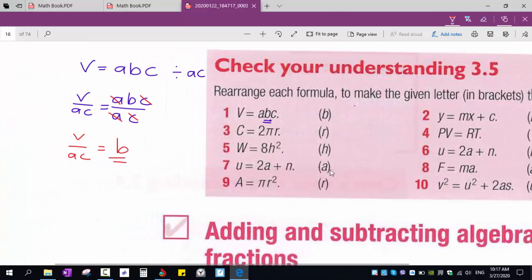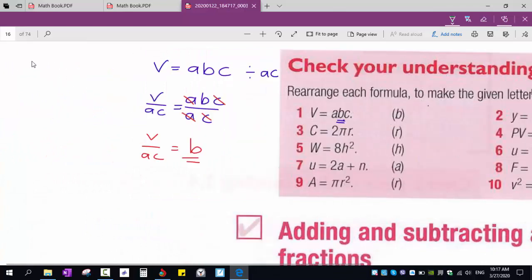Question 3. C is 2 pi r. Circumference is 2 pi r. We need to make the r the subject. Well, to make the r the subject, simply we just divide the c by 2 pi. C over 2 pi gives r. Now r is alone on a side, so r is the subject.